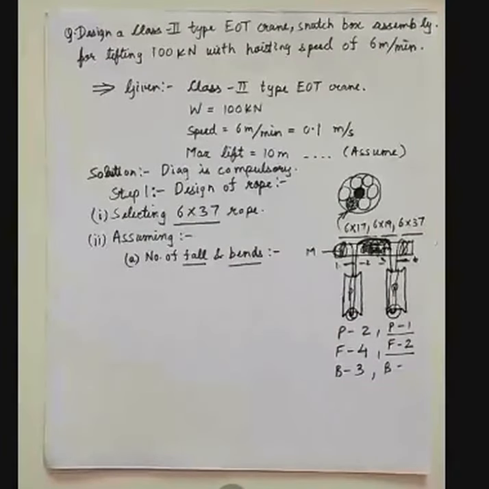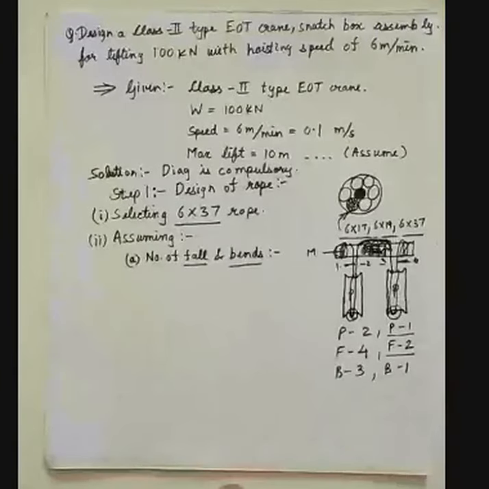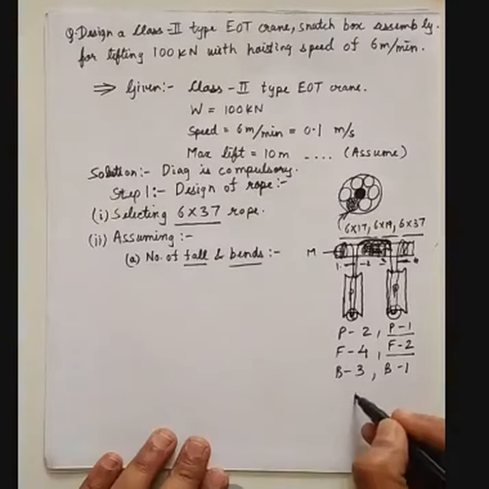If the pulley is 1, falls are 2, how many bends will be there? Single bend. Yes, it will be 1 bend. Very good. That means you have understood.